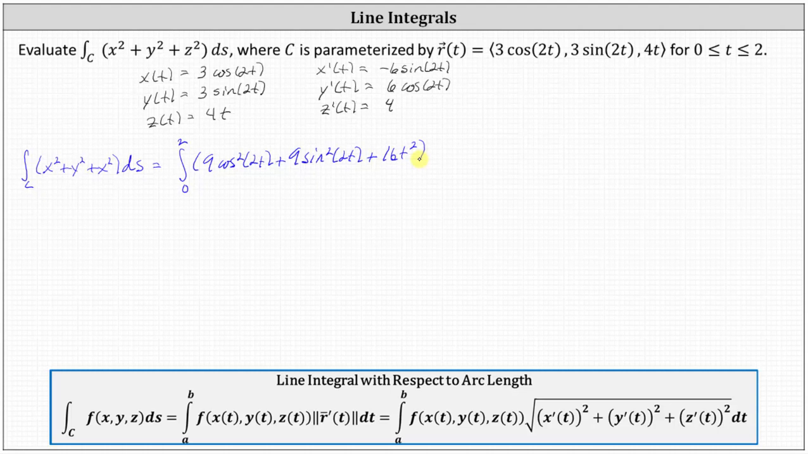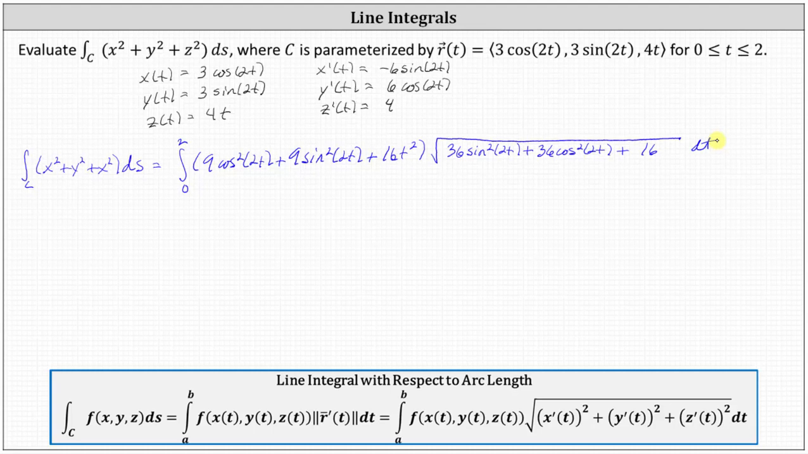And then we have times the square root of the sum of the squares of x prime of t, y prime of t, and z prime of t. If x prime of t equals negative 6 sine 2t, the square of x prime of t equals 36 sine squared 2t, plus if y prime of t equals 6 cosine 2t, the square of y prime of t equals 36 cosine squared 2t. And then we have plus if z prime of t equals 4, the square of z prime of t equals 16. And then we have times dt.